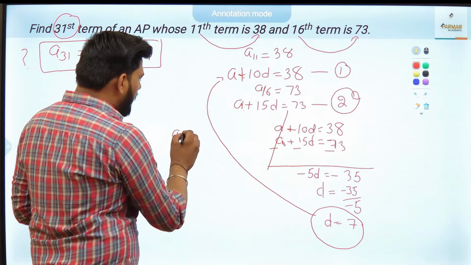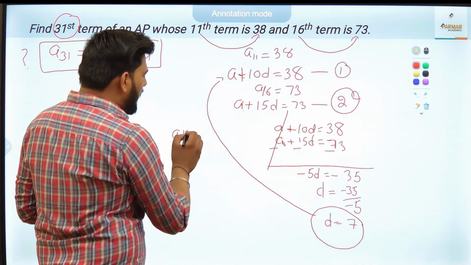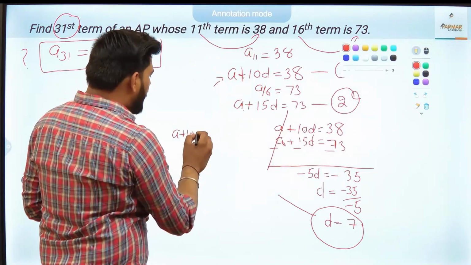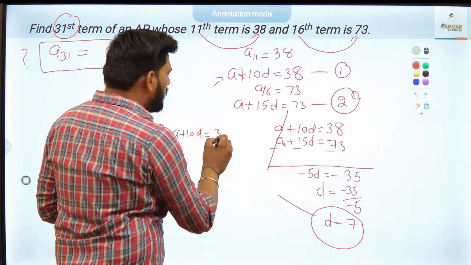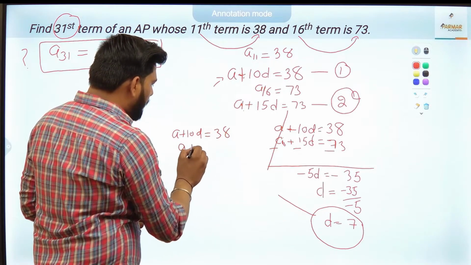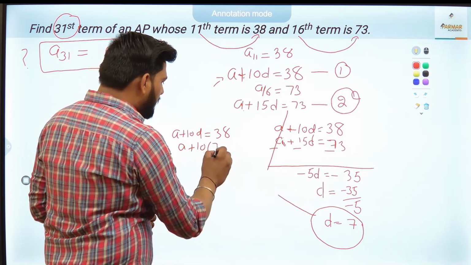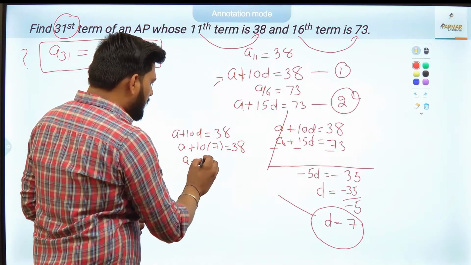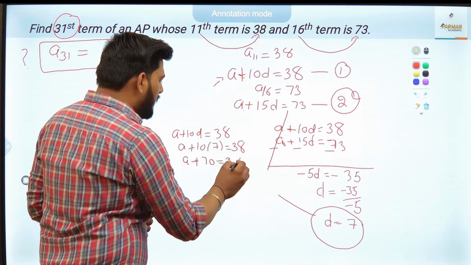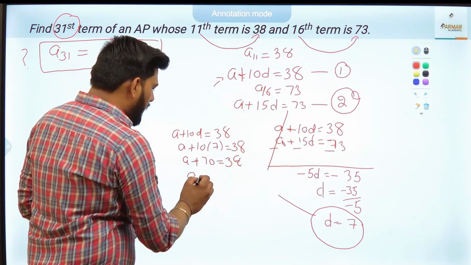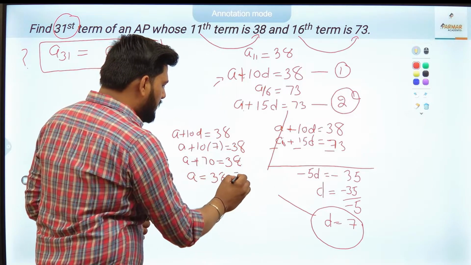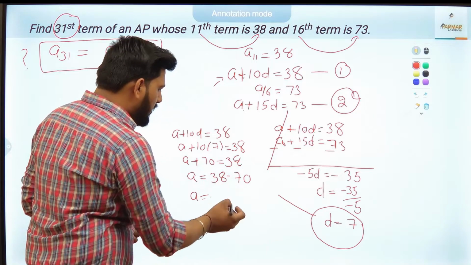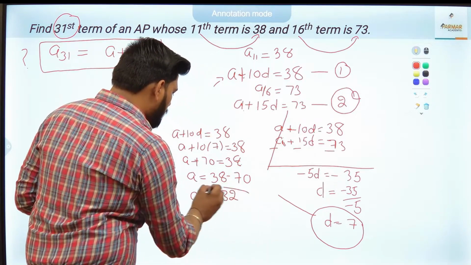So I will substitute this in the first equation. So clearly a plus 10 times d is equal to 38. Now put the values. A plus 10 times d, that is 7, is equal to 38. So a plus 70 is equal to 38, and a is equal to 38 minus 70. So the first term is minus 32. This is the first term.